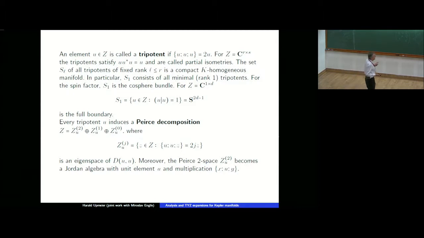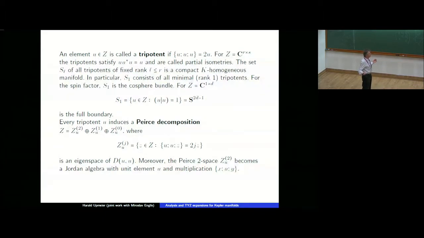Well, S sub L is always compact. It's closed and bounded, that's obvious. It is homogeneous under K, not under Kc. It is not a Kc orbit, it's a K orbit. And that is it. It's non-symmetric. Only in very rare cases it is symmetric. In particular, S1 consists of all minimal tripotents of rank 1.